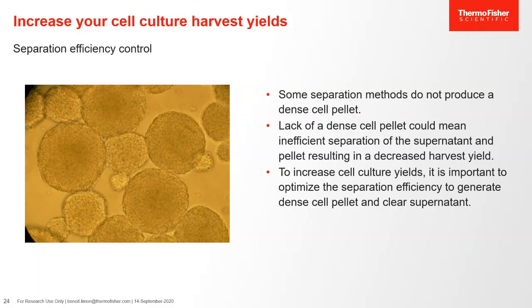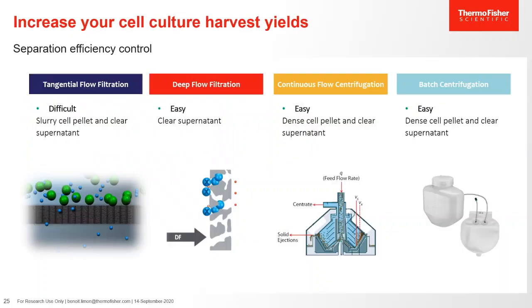Some separation methods do not produce a dense cell pellet. The lack of a dense cell pellet could mean inefficient separation of the supernatant and pellet, resulting in a decreased harvest yield. To increase the cell culture yields, it's important to optimize the separation efficiency to generate a dense cell pellet and clear supernatant. Let's evaluate the 4 different techniques in the control of the separation efficiency.